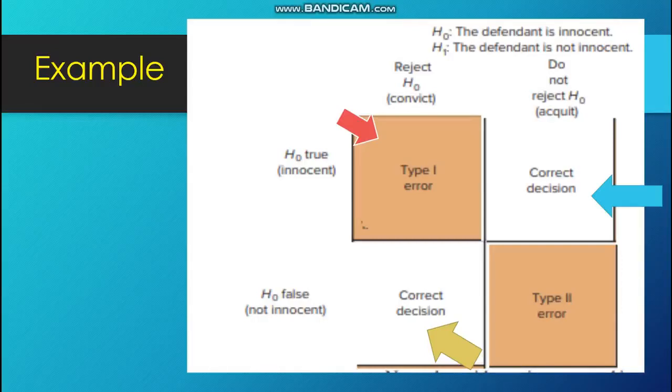And if the null hypothesis is false, ibig sabihin hindi inosente yung ating defendant, may kasalanan siya, pero hindi mo nireject yung null, pinalaya mo yung ating defendant, you're committing a type 2 error. Okay? So, ito yung ating halimbawa on the type 1 and type 2 errors natin in making decisions about the null hypothesis.